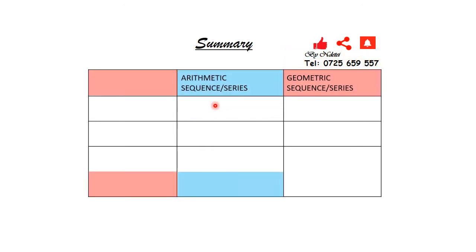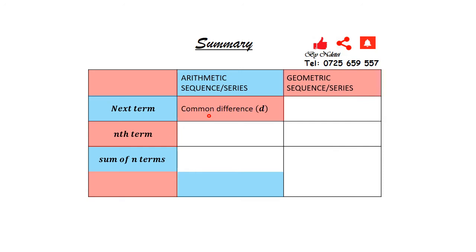All the questions that you're going to be dealing with in your exams will have to do with either an arithmetic sequence or a geometric sequence. And therefore, we need to identify the following areas. The first one is the next term. If a question has to do with an arithmetic sequence, please notice that the next term is obtained by what we call the common difference, represented by the small letter d.